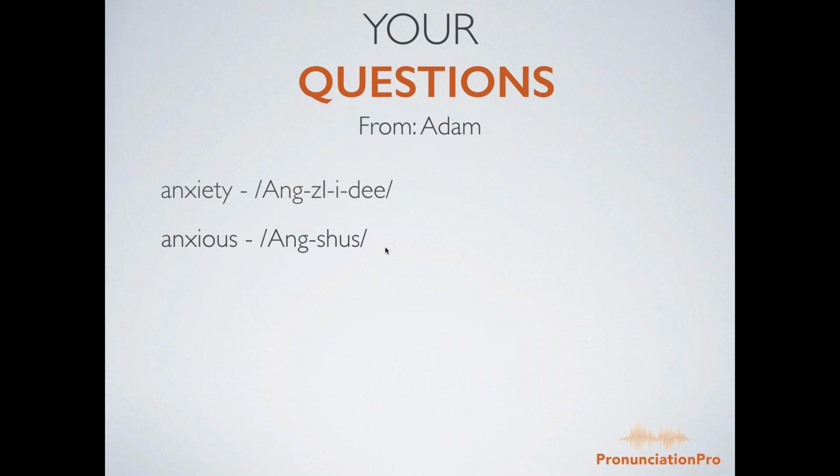Yeah, so you've got to get that ang. It's kind of like the ing sound. Ang, anxious. So do ang for me. Ang. And then shus. Anxious. Yeah, and get that G back there. Ang. I want to hear a little bit more of a G. Ang. G. Ang. There you go.